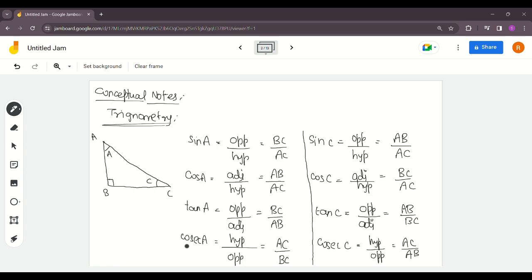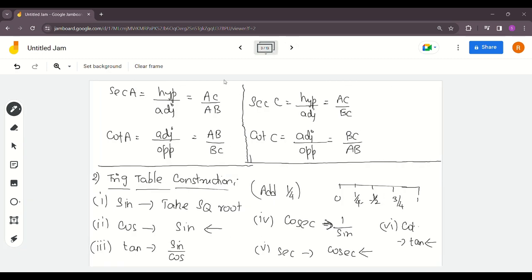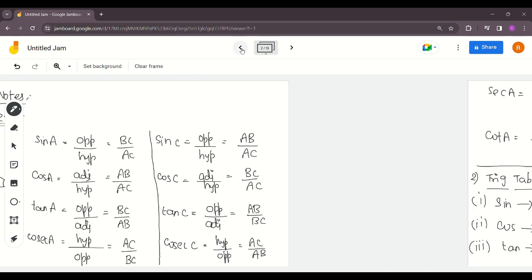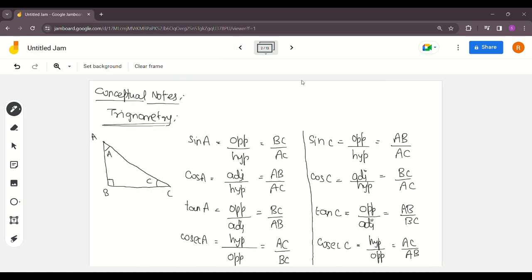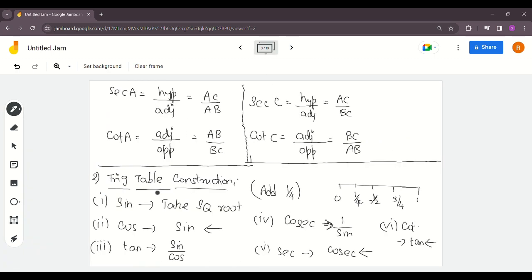So AC by BC. Similarly, secant A is nothing but the reciprocal of cos. For cos, we have already written adjacent by hypotenuse. So it should be hypotenuse divided by adjacent side. You just reciprocate it. So you will get AC by AB. Secant is the reciprocal of cos, so hypotenuse divided by adjacent. For cos it is AB by AC, so for secant it should be AC by AB, the exact reciprocal.